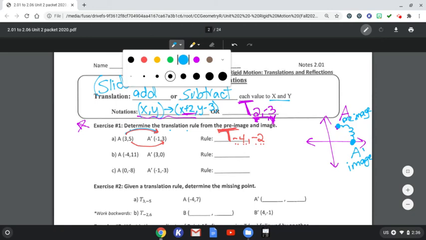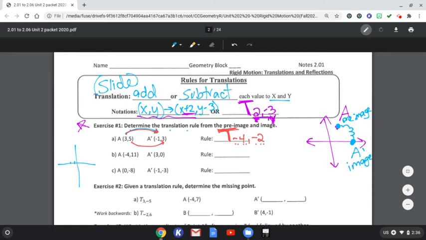Letter B. The image was negative 4, 11. Again, graphically, if you guys want to think about this, negative 4, up 11 boxes becomes 3 comma 0. So this point moves pretty far in the x direction and then pretty far in the y direction. So if that was A to A prime, we have to decide how far from negative 4 to 3 is it? Well, we translated it 7 to the right and 11 down to 0, we moved it 11 down. So that moved 7 to the right and down 11.